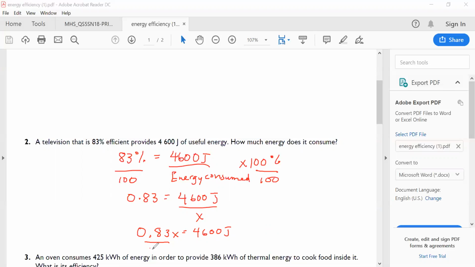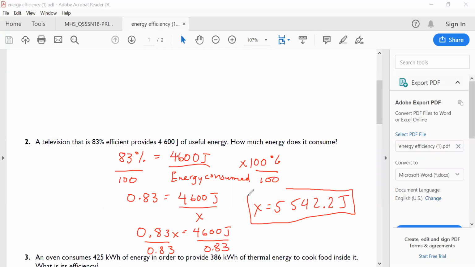To solve for X, we divide both sides now by 0.83, which leads us to a final answer of 4,600 divided by 0.83, which is 5,542.2. And of course, because both units have to match, since we're using joules at the beginning, this will be joules in the end. And that's basically what I found to be 5,542.2 joules of energy that is consumed overall. So that being said, we can now move on to the next question.